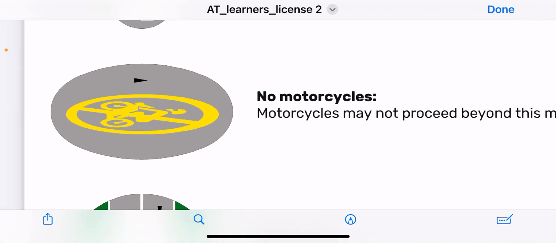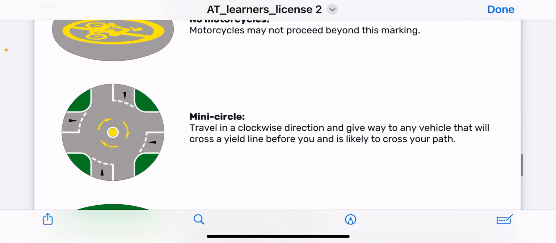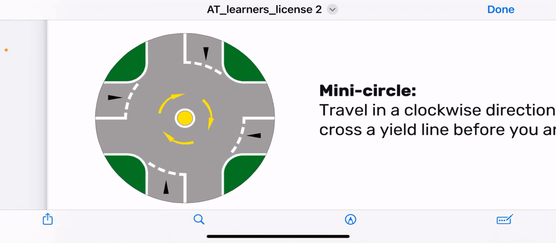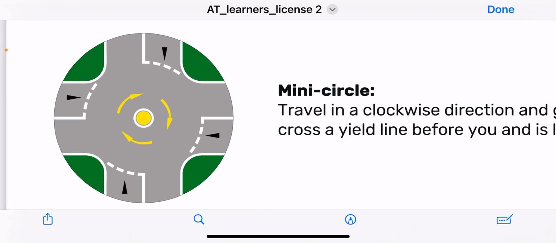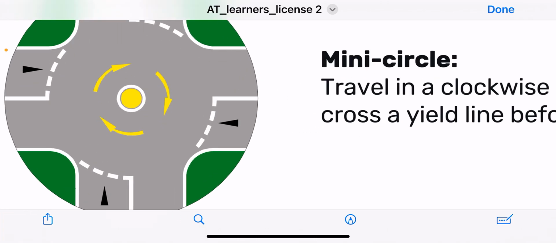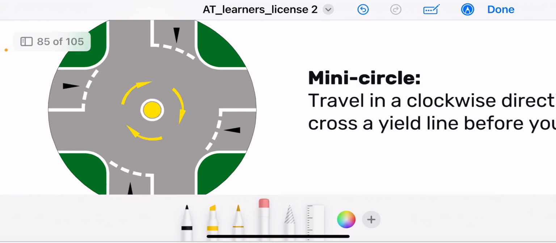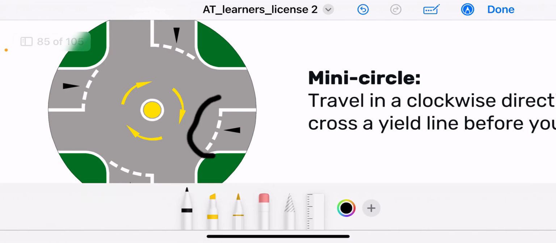And then you have motorcycles, so you have this sign. This is reserved for motorcycles. And then you have the mini circle. Mini circle, you know that traffic goes in a clockwise direction. And you know that any vehicle that crosses the yield line first has the right of way. The yield line, we've spoken about it. Any vehicle that crosses this line first has the right of way.